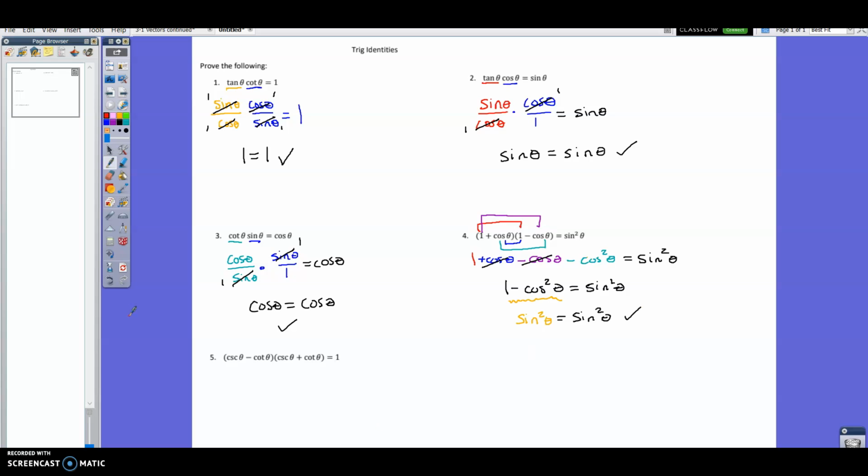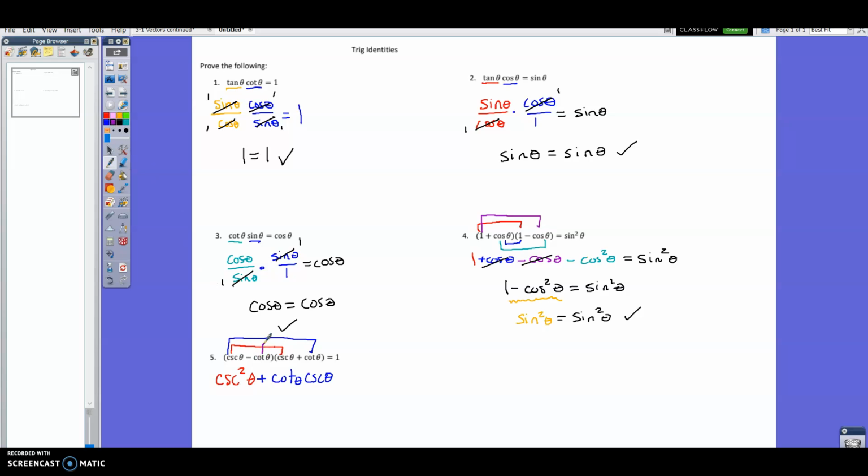Okay, number 5, it's going to be very similar to the way that number 4 was worked. So we want to FOIL everything out. So I multiply the first terms. So cosecant times cosecant is cosecant squared. Go ahead and take care of these two. So cosecant times cotangent is cotangent cosecant. And we just write them next to each other when we multiply.